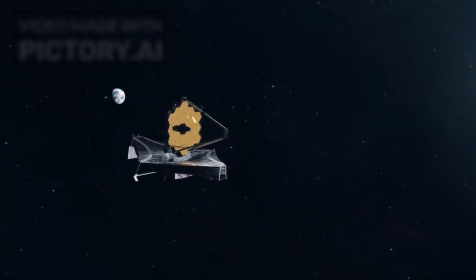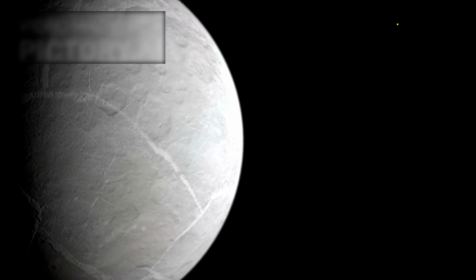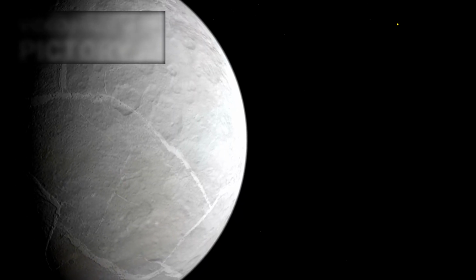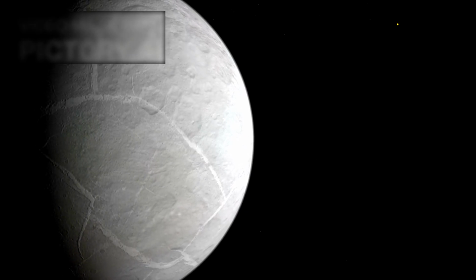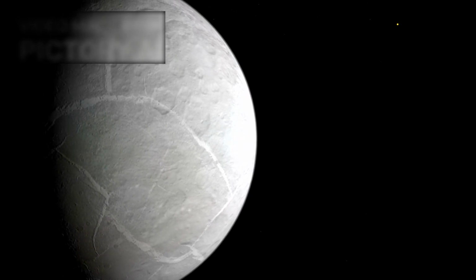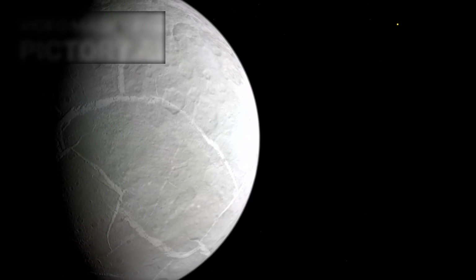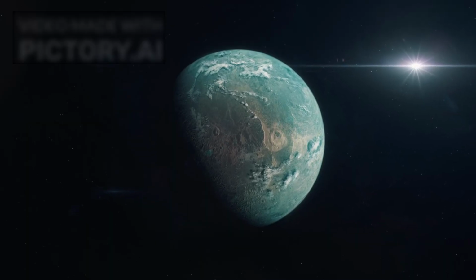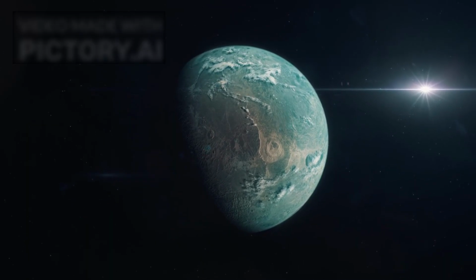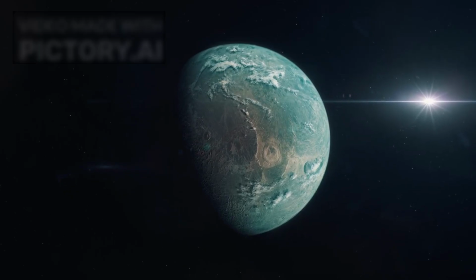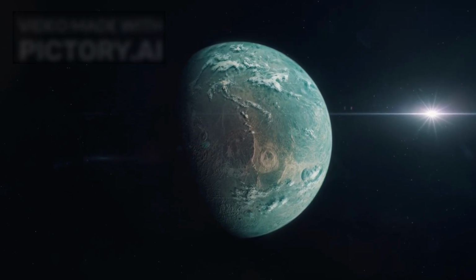The James Webb Space Telescope has just sent back data that is shaking the foundations of astronomy. Located just 4.2 light years away, Proxima b, an exoplanet orbiting the red dwarf star Proxima Centauri, is suddenly the center of global scientific attention. This rocky world, slightly larger than Earth, resides within its star's habitable zone, the region where temperatures could, in theory, allow liquid water to exist.